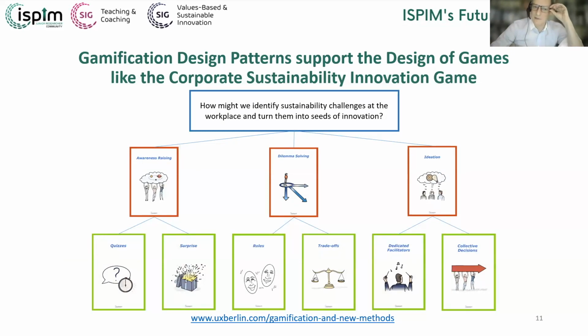So to give you one example, that's a game we developed together with the Deutsche Telekom that wanted to improve their corporate sustainability. So we called it Corporate Sustainability Innovation Game. And it's composed of different components. It uses quizzes, elements of surprise, role play we already heard, making trade-offs. It's relying on using dedicated facilitators and involves collective decisions in some activity flows that are on the second level here: awareness raising, dilemma solving, and ideation.